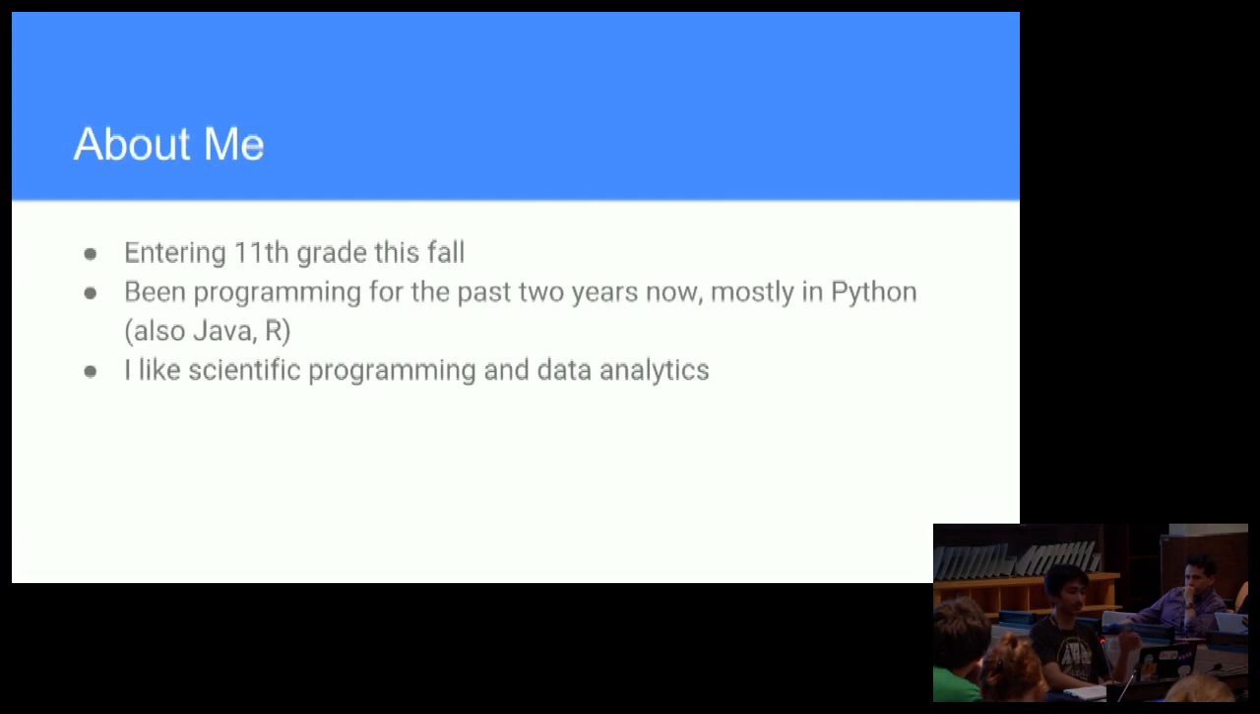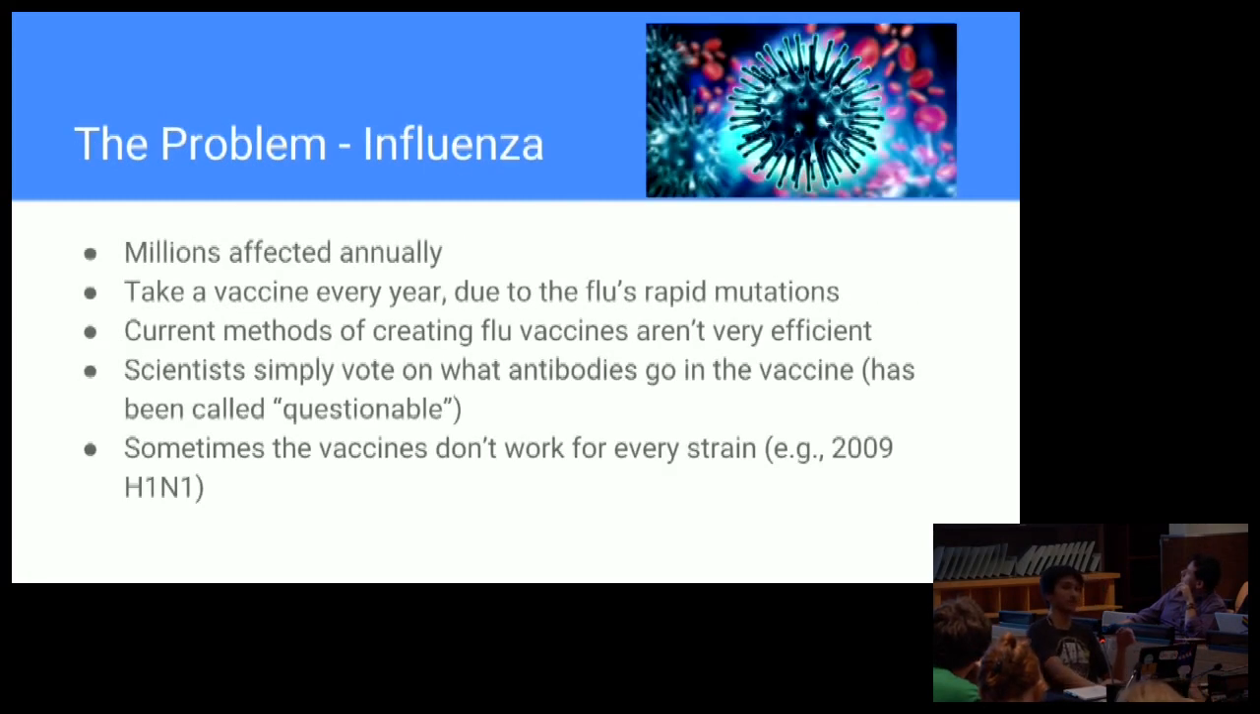So let me start with the problem. It is the flu. Chances are you may or may not have had the flu before. Millions are affected worldwide, and there isn't a great way for scientists to make vaccines for the flu. They just vote on what drugs and antibodies should go into the flu vaccine for that year, and this practice has been called questionable by the National Institutes of Medicine. Sometimes the vaccines don't always work. If you remember, in 2009, there was a worldwide pandemic of the H1N1 flu virus.